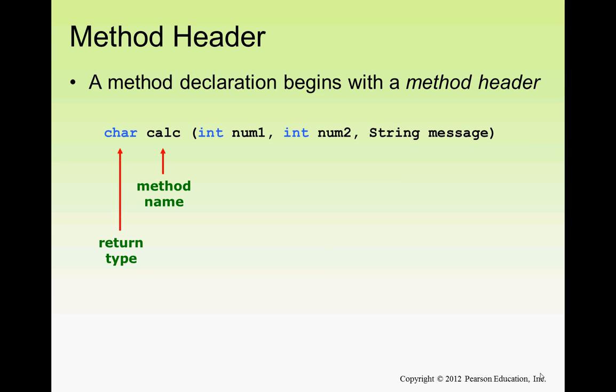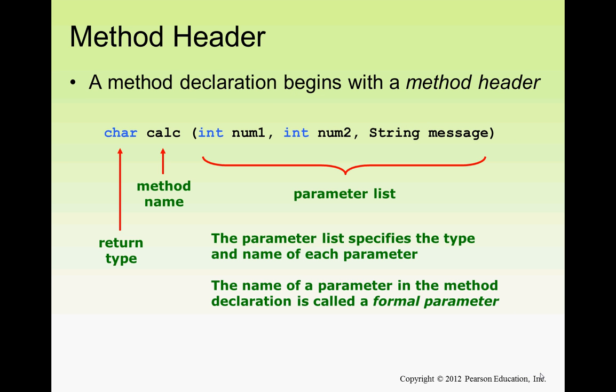Your declaration or your method header begins the declaration. You'll notice here you have a return type, which we're going to get into next, but you have the method name, which is calc. You then have a parameter list, which is also upcoming, but you notice the parameter list specifies the type and name of each parameter. It tells it the integer, which is the type, and then the name, which is num1, or you have the integer, which is the parameter type, and num2 is the name. Okay, and then you have string and message.